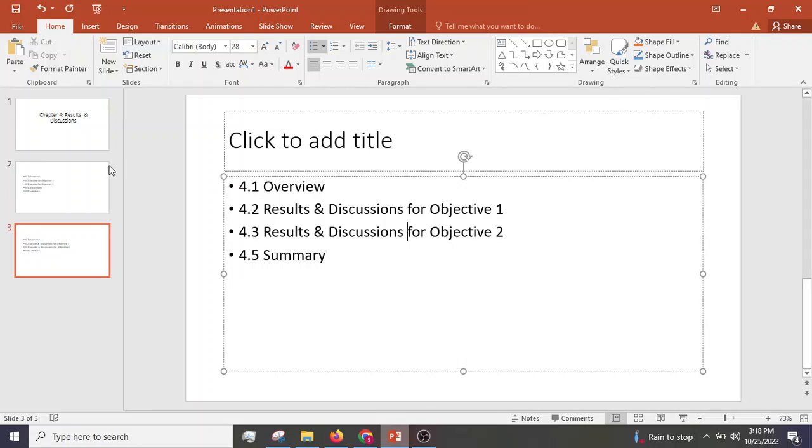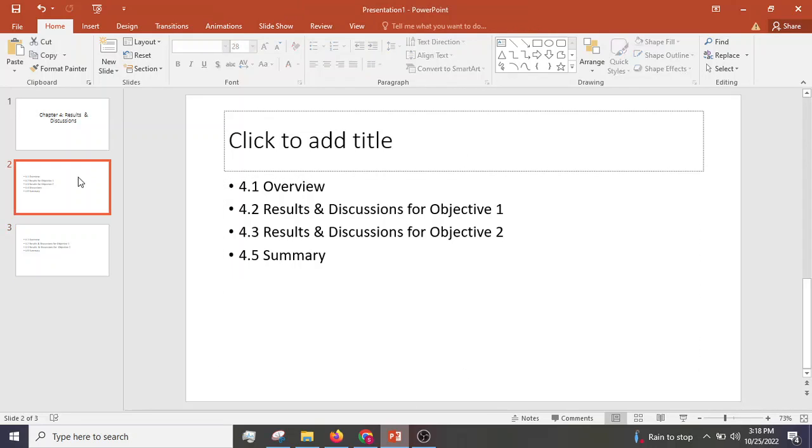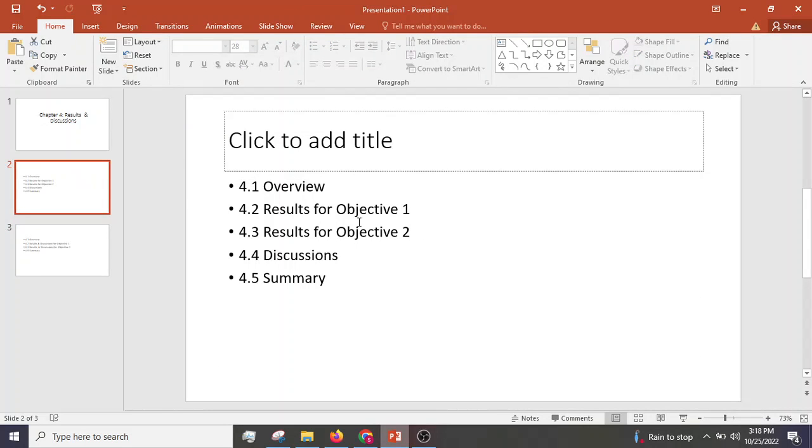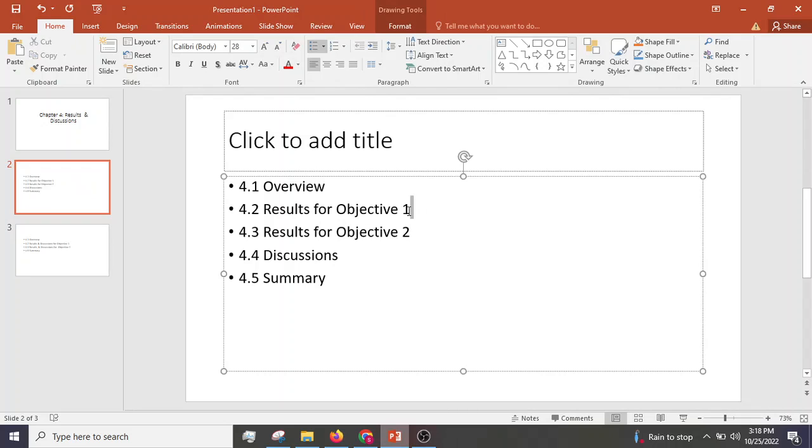And of course, this is just a suggestion. But if you feel that for the first objective there are too many results, and for objective 2 there are also too many results, you can also, of course, split it up into a few smaller subtopics. So that is why I say it is entirely up to you.